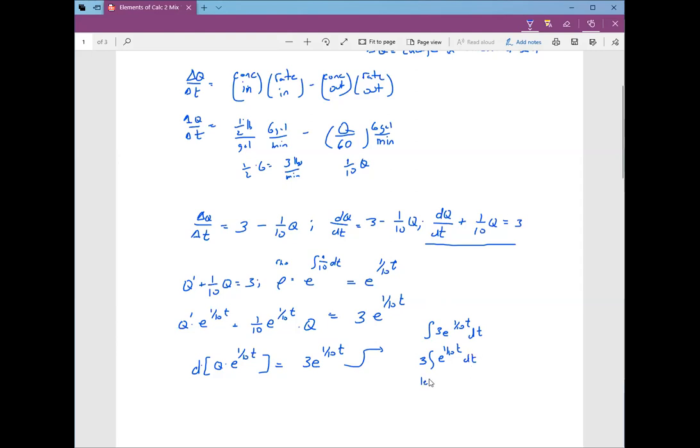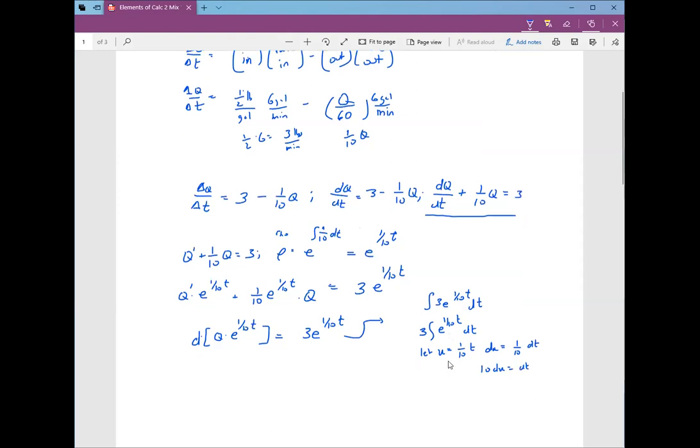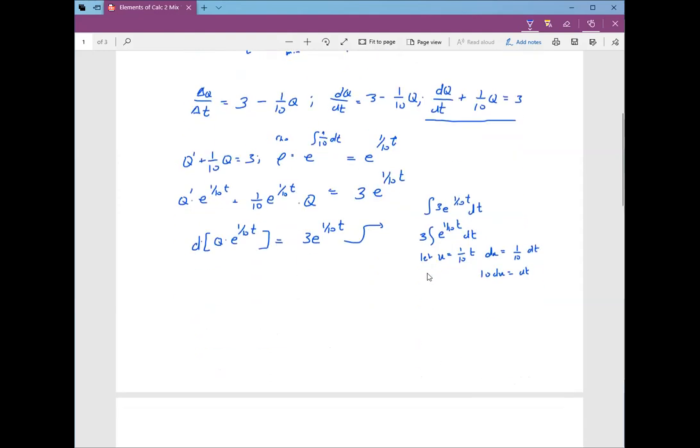Now we're going to say let u equal whatever's in the exponent position. So u is 1/10 t. And every time you make a substitution in calculus, you should always take its derivative. That's simply du equals 1/10 dt, and this means 10 du is equal to dt. I'm just doing this mini problem over here, and we're going to insert the answer back because we're just going to integrate both sides.